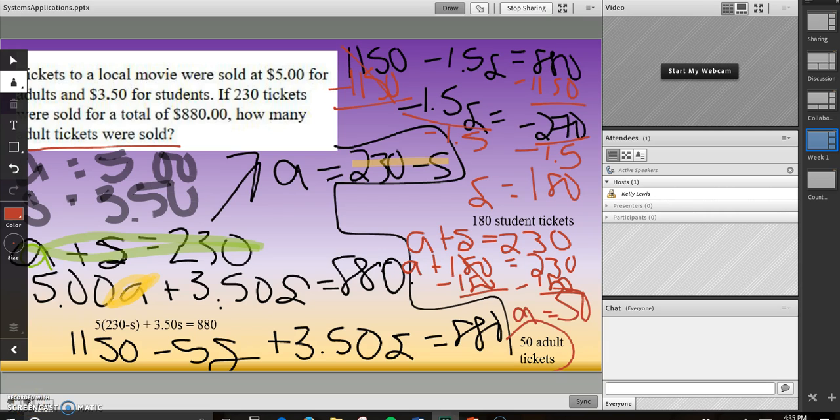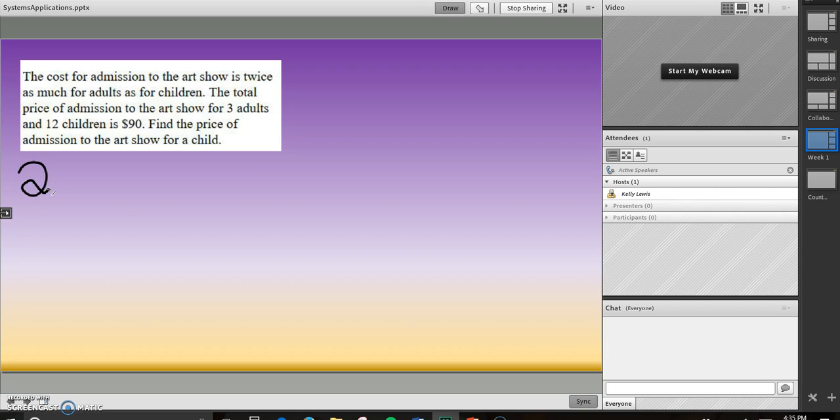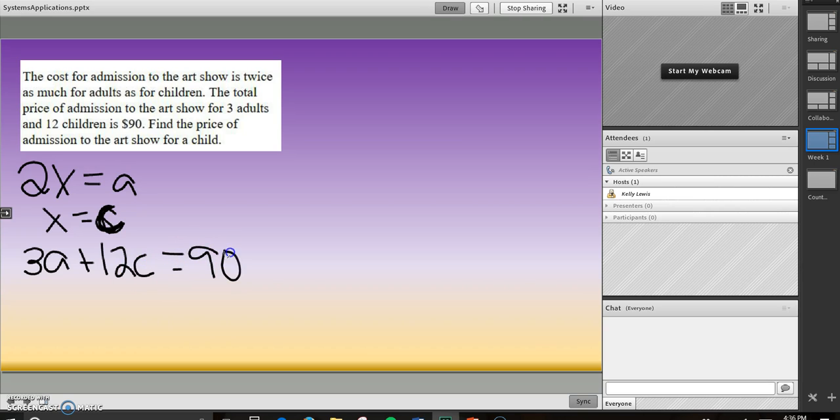All right. Do one more. The cost for admission to the art show is twice as much for adults as it is for children. For children, let's do a C instead of the S. All right, the total price of admission to the art show for 3 adults and 12 children is $90. Find the price of the admission to the art show for a child.